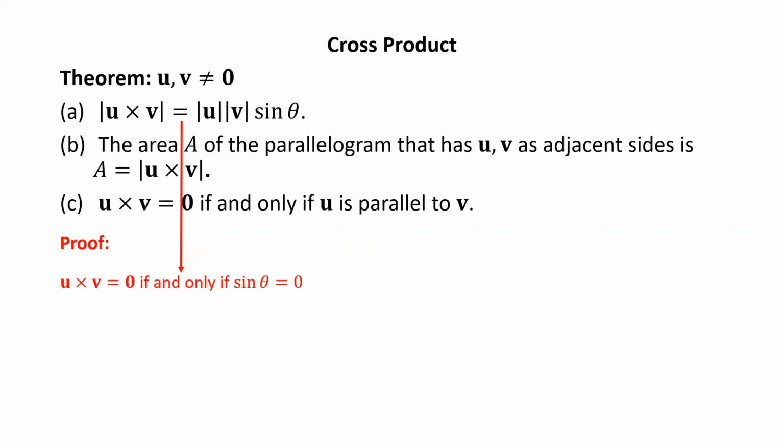So the only way that u cross v could be 0 is if the right-hand side is 0, and the only way that could happen is if sine theta is 0. Okay, so u cross v is 0 if and only if sine theta is 0. And when is sine theta 0 for angles between 0 and pi? Only at 0 and pi. So this happens if and only if theta is 0 or theta is pi. And both of those are the two cases where u and v are parallel.